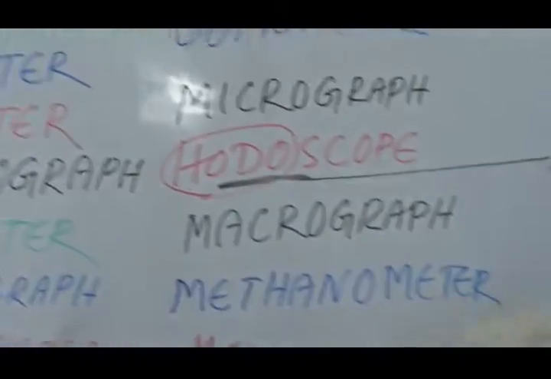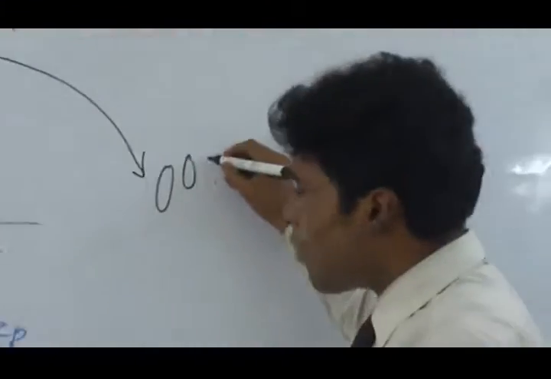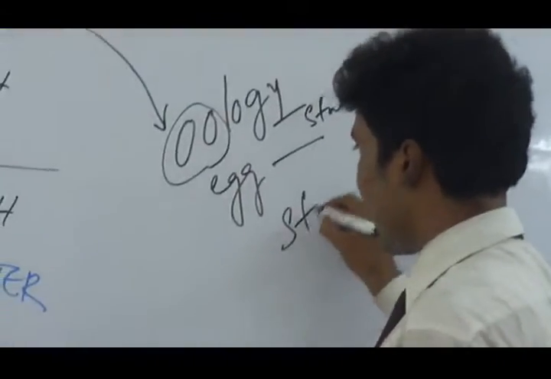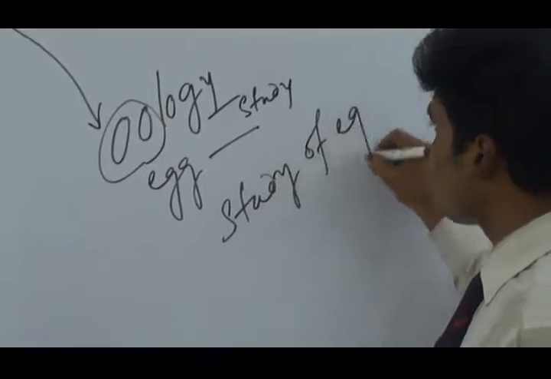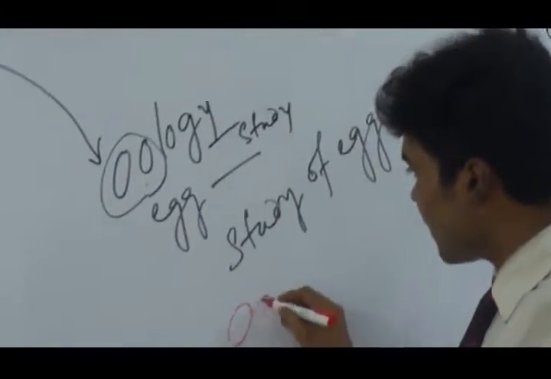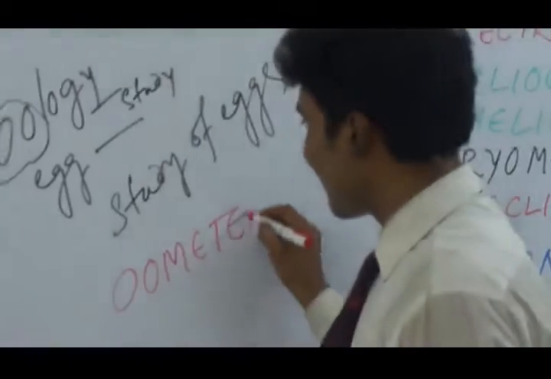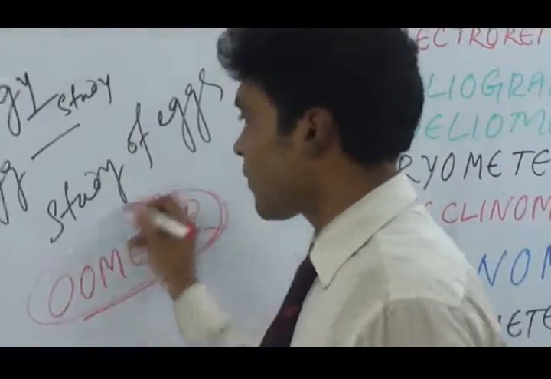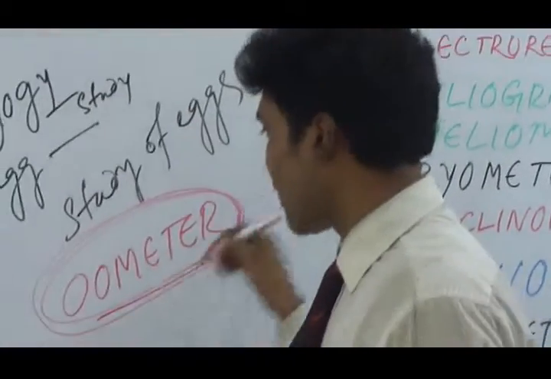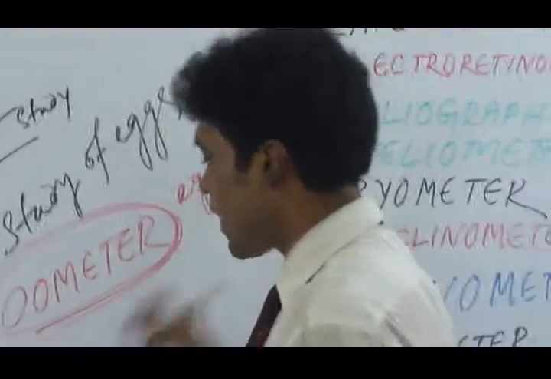Ohmmeter is very interesting. Please see here. What is ohmmeter? Do you know oology? Logy means study. Oo means egg. So a study of eggs is known as oology. So we can say ohmmeter is something which is used for the purity of the eggs, about the protein, the cell and size, and whatever the constitution and properties of those eggs, is known as your ohmmeter, right?